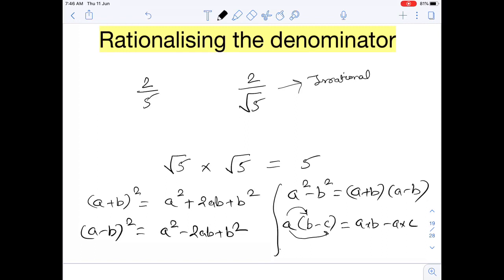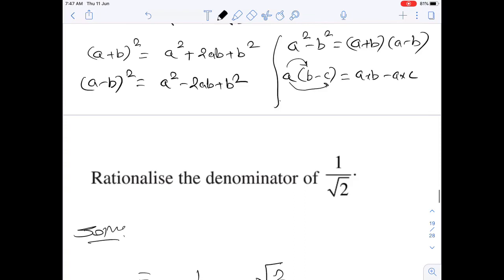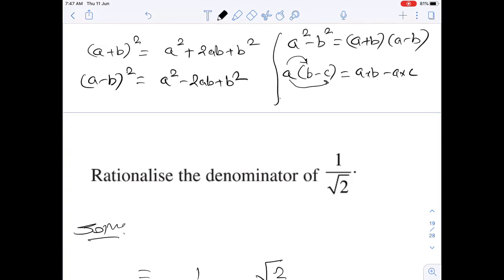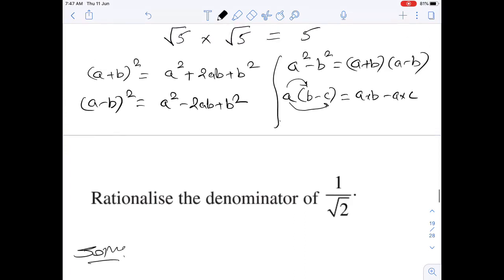These are all general identities which we have learned in the previous classes also, and this year also we have revised them. Now with the help of all these identities, we have to learn how to convert an irrational denominator to a rational one, that is, rationalizing the denominator. Now let us consider our first example. It is given: rationalize the denominator of 1 upon root 2.